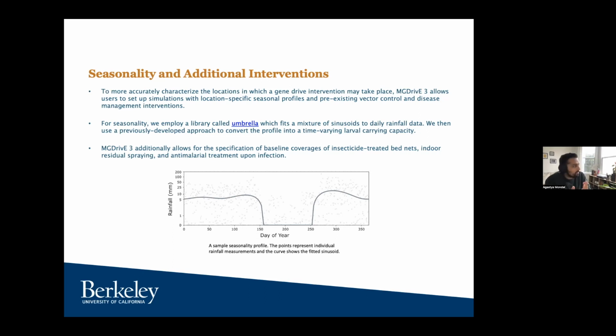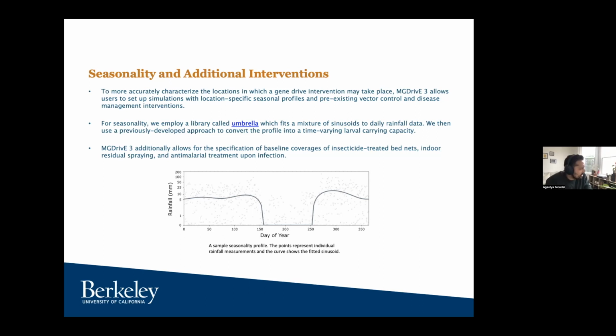And then another aspect of characterizing the location in which a genetic intervention may take place is that these will be deployed alongside existing vector control interventions, such as insecticide-treated bed nets, indoor residual spraying, and some disease management interventions as well, such as the probability of receiving antimalarial treatment upon infection. So now we can specify all of these different things, and they will appropriately modify the different parameters in the life history and the epidemiological model.